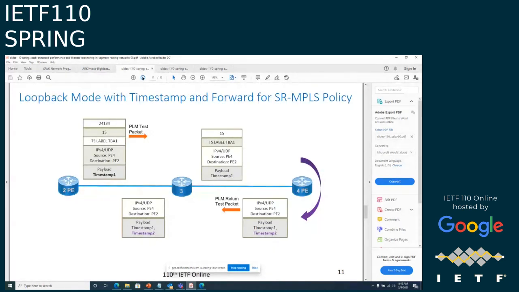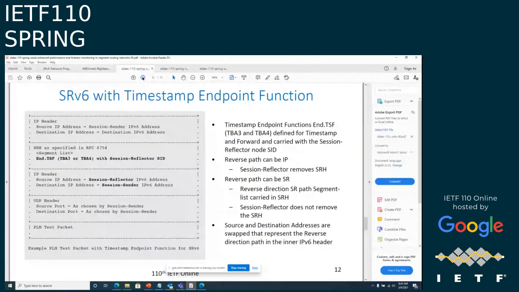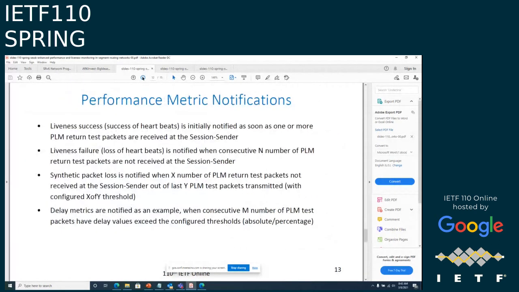So this is an example with the timestamp label. When the reflector sees it, it adds the timestamp 2 and forwards the packet in fast path, in which there are no packets punted. Next slide, please. Same thing with SRv6. In this case, there is an endpoint behavior defined for SRv6 for this. Next slide, please.